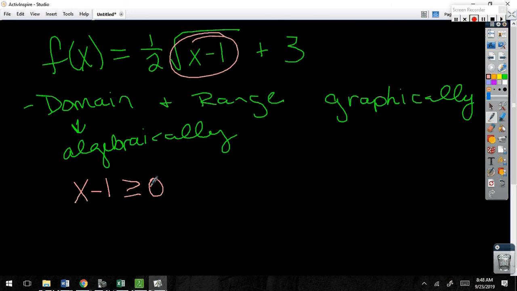So if I solve this for x, what do I get? X is what? Greater than or equal to. Write that in interval notation. Close. X is bigger than or equal to 1. So the smallest it can be is 1, and then infinity. Okay, this is my domain.